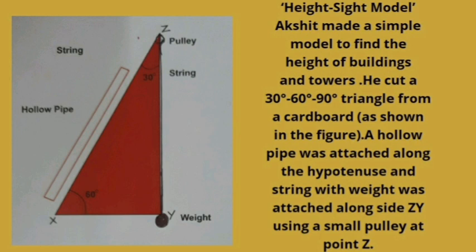He cut a 30 degree, 60 degree, 90 degree triangle from a cardboard, as you can see, and a hollow pipe was attached along the hypotenuse, which is XZ, and a string with weight was attached alongside ZY using a small pulley at point Z. So this is the height side model, which will be used for measuring the heights of buildings and towers. In this model, the main thing is you are concerned about the two acute angles that have been marked, that is 60 degree and 30 degree.